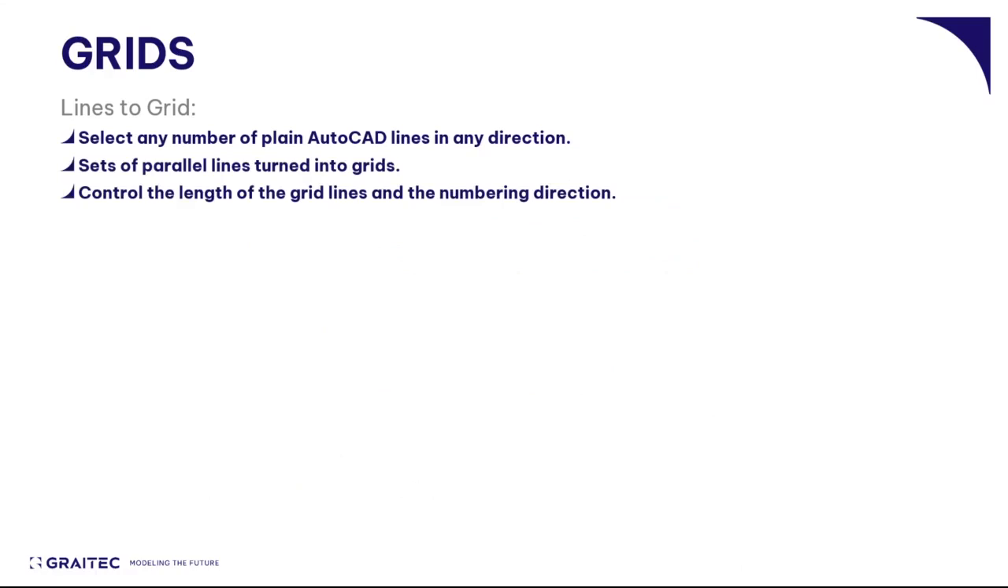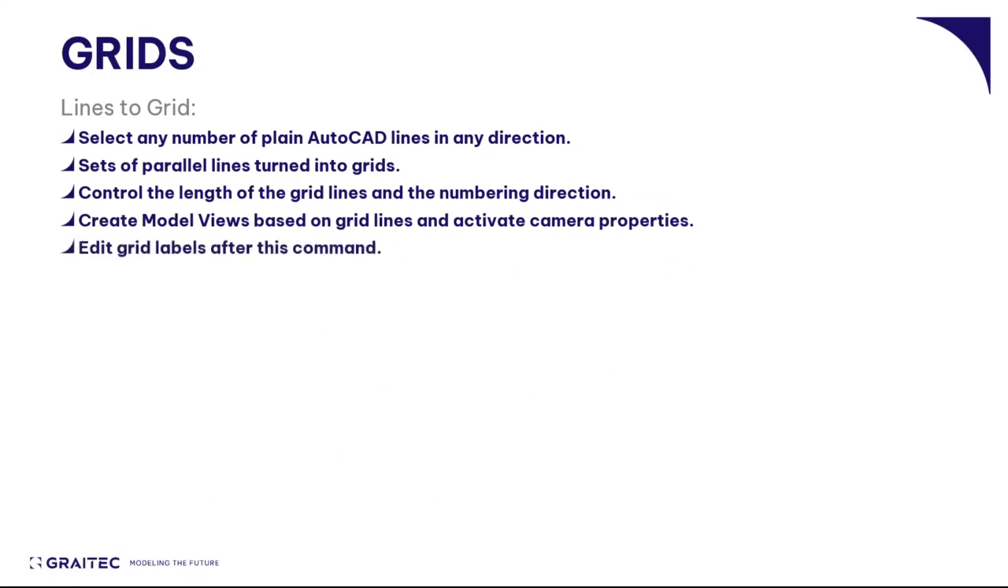You can control the length of the grids either by the length of one of the lines or by the extremity of all the lines. And you can choose either the number away from the UCS origin, or you can choose the first line in the grid. You can create model views and cameras based on those grid lines, or create a model view and then activate the camera properties. And you can edit the labels to change them from numbers to letters or whatever after you've created the command. So that's one way of doing it. The first one is perfect if you're going to import your grids from a third party. So if you've got an architect's drawing or a layout from someone else, you can import that drawing and just copy those grid lines. You haven't got to bother measuring or messing about with anything.